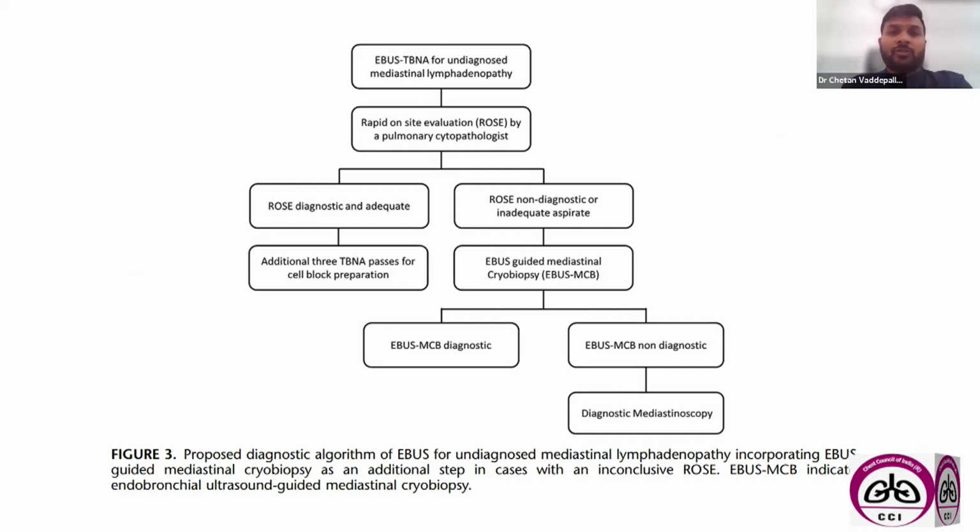EBUS TBNA for undiagnosed mediastinal lymphadenopathy. Then you do a rapid onsite evaluation by a pulmonary cytopathologist. If it is diagnostic and adequate, you take additional 3 TBNA passes for cell block preparation. If the ROSE is non-diagnostic or inadequate, then we go for EBUS-guided mediastinal cryobiopsy. If that is diagnostic, we stop there. And if that is non-diagnostic, we go for diagnostic mediastinoscopy.